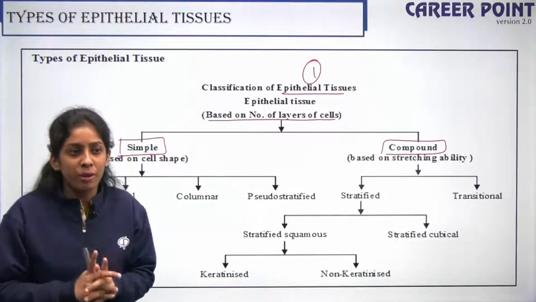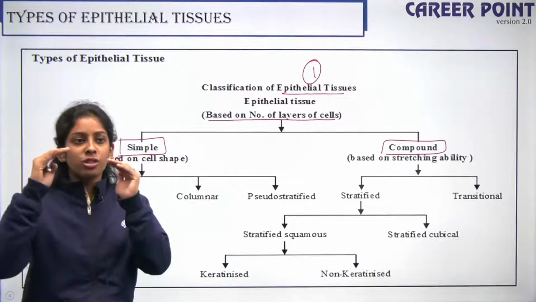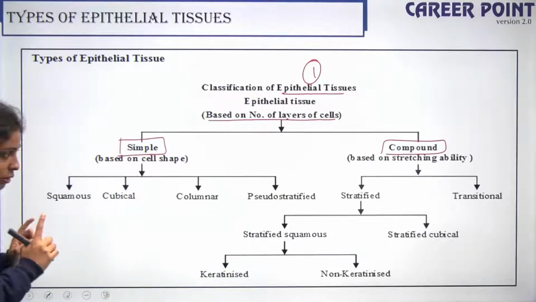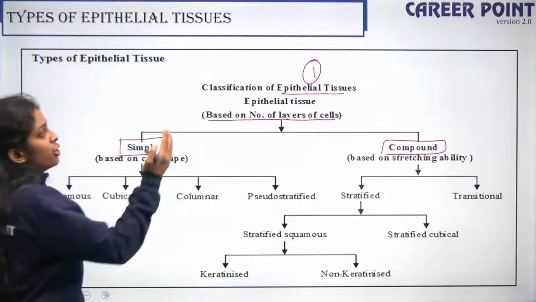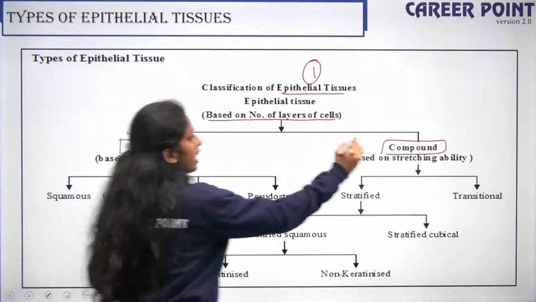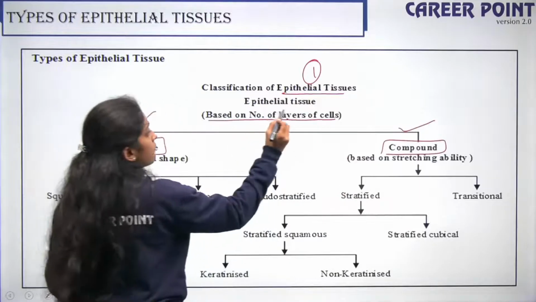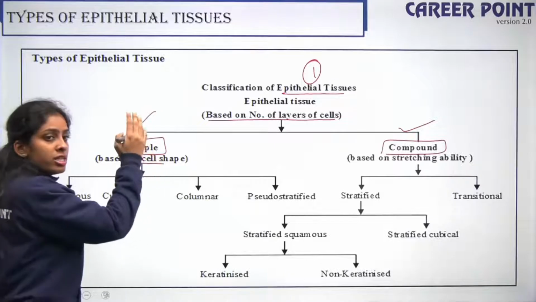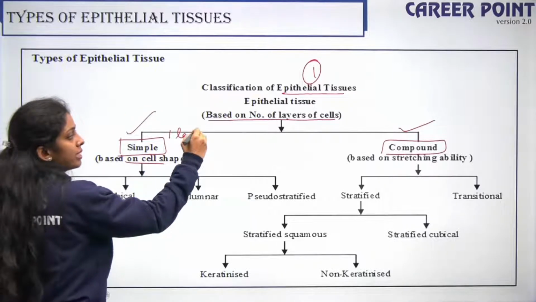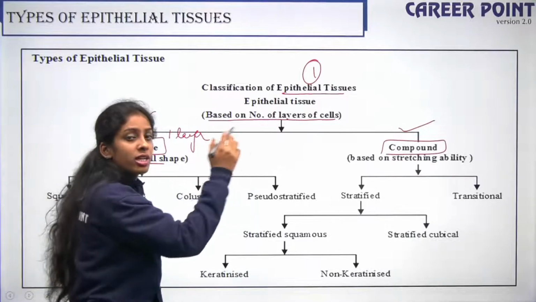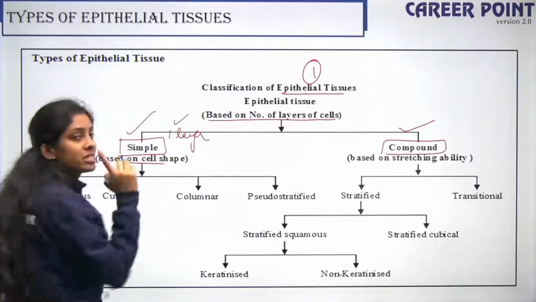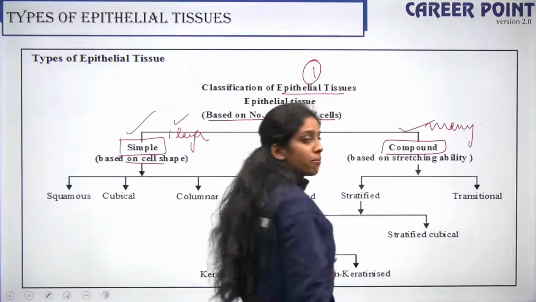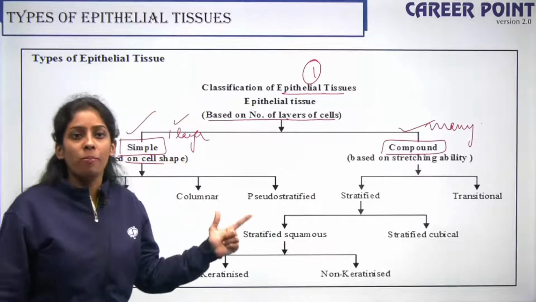Mind you, there are a lot of epithelial linings present, each with further classification. Here we are just looking at the outer view. I know it is a bit confusing, but pay attention to what I'm saying. Epithelial tissue is broadly divided into simple and compound, based on the number of layers of cells. Simple means it has only one layer of epithelial cells, made up of a single layer, while compound is made up of many layers. That is the primary difference between a simple epithelium and a compound epithelium.